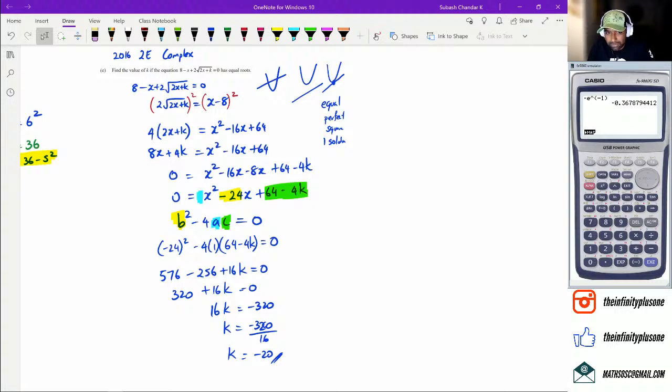So Salty, you're actually talking about the quadratic formula there. In this case, we're actually using the discriminant and not the quadratic formula.